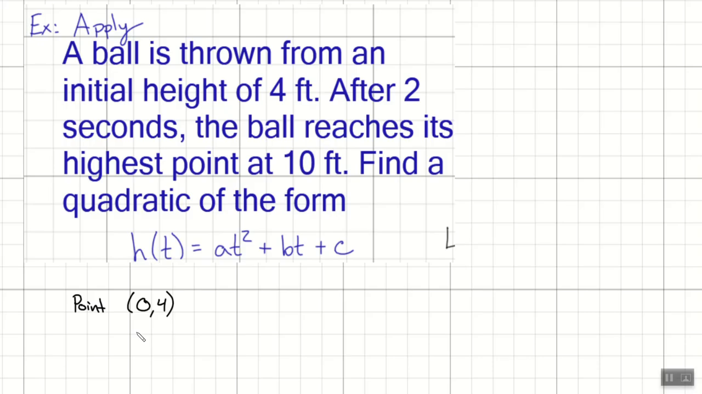So do you guys agree that realistically, if we just take the context out of it, we just have this. The point that's on it is 0, 4. And the vertex, you just told me, was at 2 seconds. It's at 10 feet.